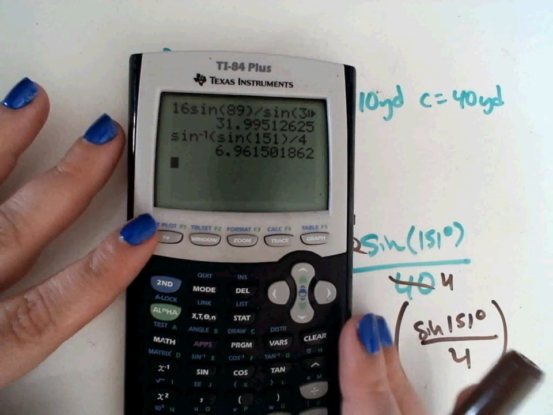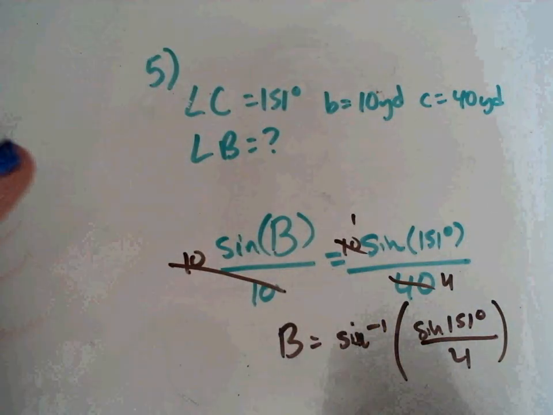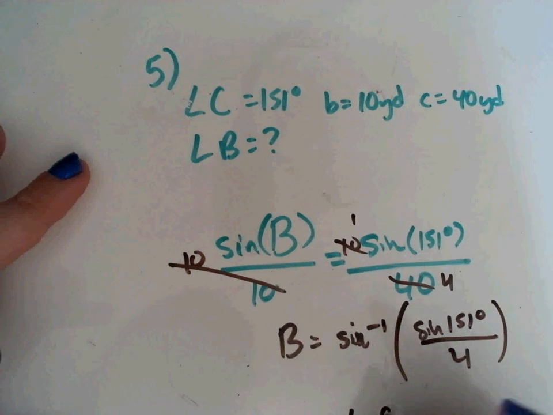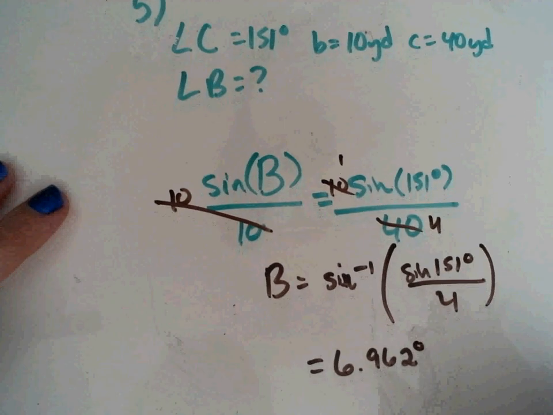6.962. And remember that this 6.962 is an angle, so that's measured in degrees. You've got to make sure that you give the measurement of the unit, okay?